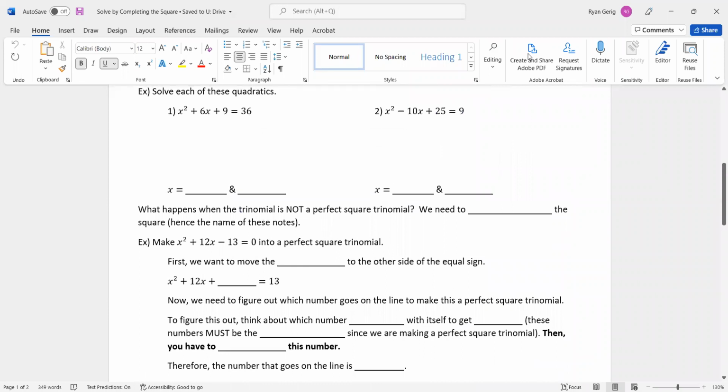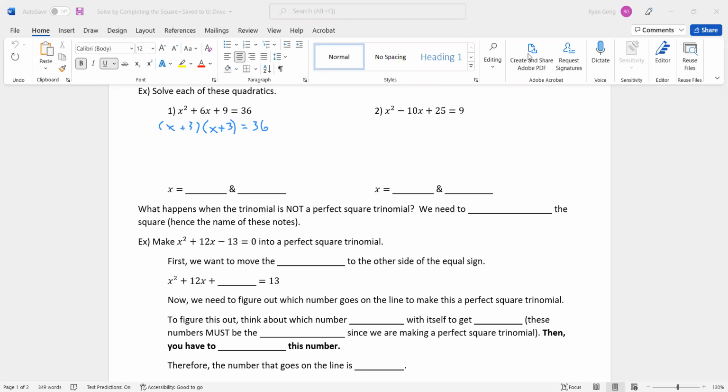Solve each of these quadratics. These are both set up to be solved using completing the square. All right, so I'm ignoring the 36 for right now. But what I'm going to look at is x squared plus 6x plus 9. What number times itself can give me 9 and add to 6? Well, it's 3 and 3, right? And I'm just going to add the equals 36 there at the end. Okay, just make sure you understand what I just did there.